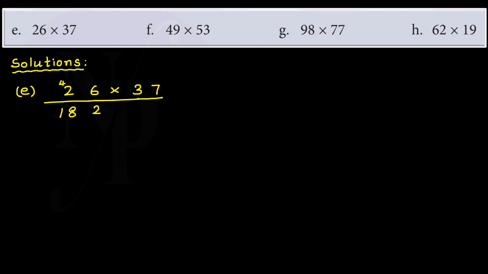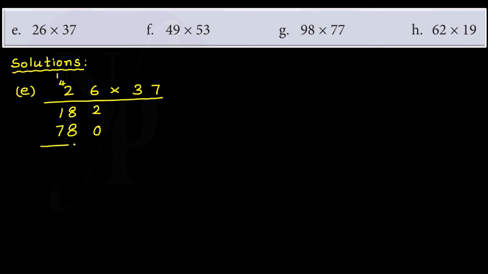Now let us multiply 26 by 3. Before that, we should put a 0 in ones place here. You should remember this. Now we multiply 6 by 3 first. So 3 6s are 18. Let's write 8 here and 1 is carried forward. 3 2s are 6. 6 plus 1 is a 7.